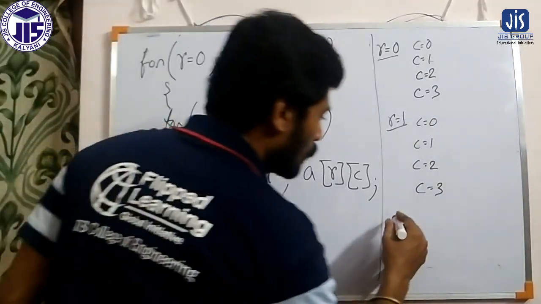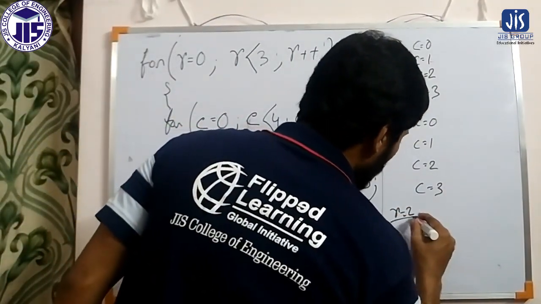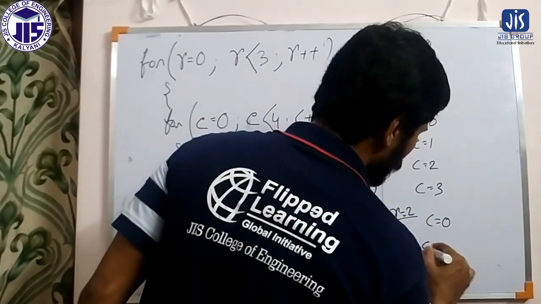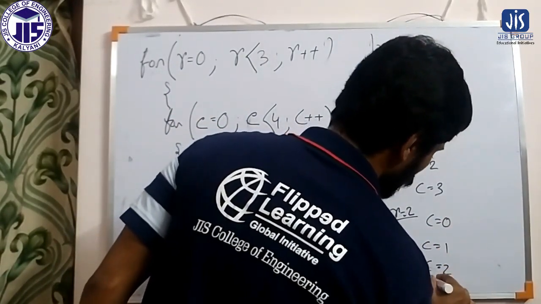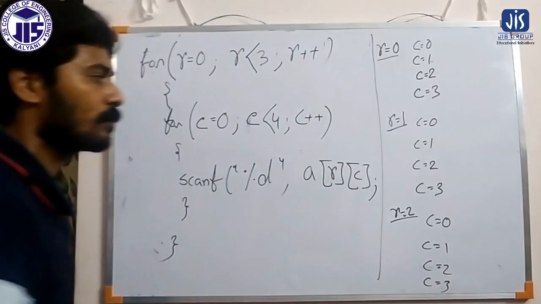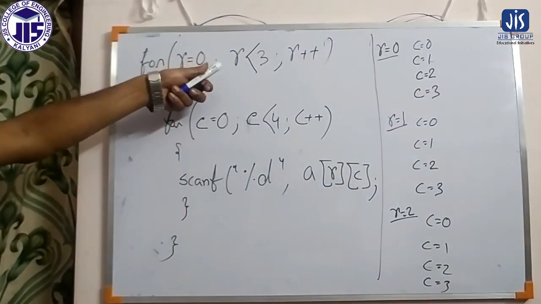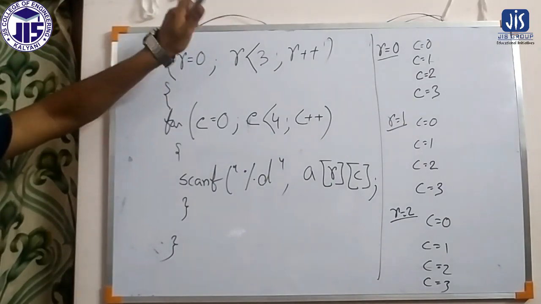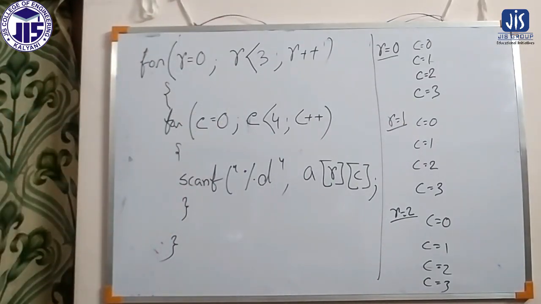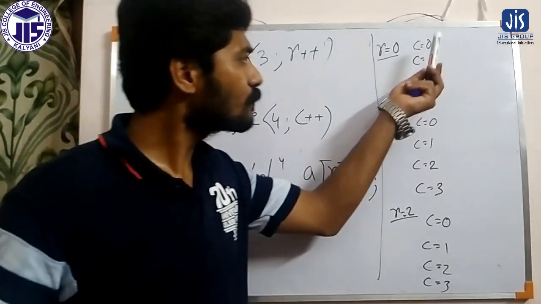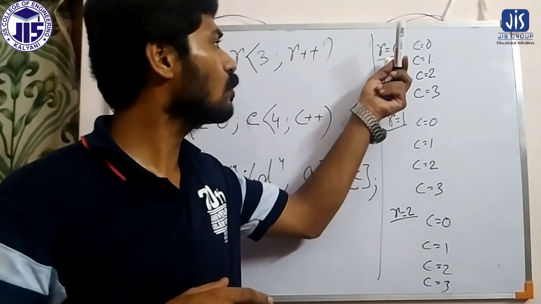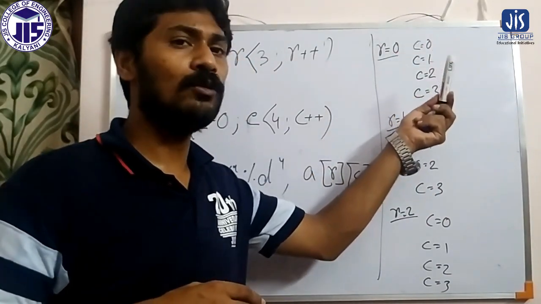Next time the value of R will again get changed to 2, and for that again the inner for loop will execute, so value of C will be 0, 1, 2, 3. Okay, and when the value of R becomes 3, the condition will be false, and when the outer for loop condition becomes false, it will stop the iteration. So here you can see what we are doing. We are basically executing the program or inserting the value row wise. First we fix the row and insert the value to the column.